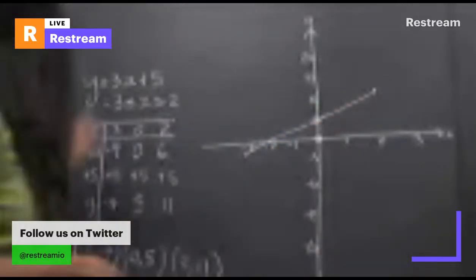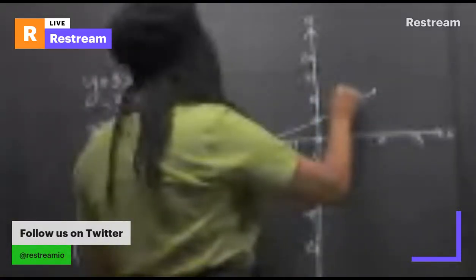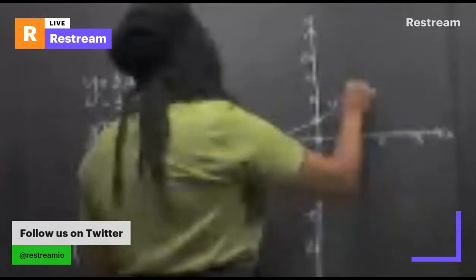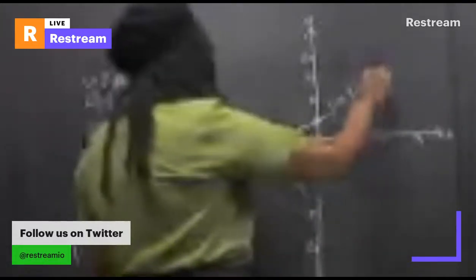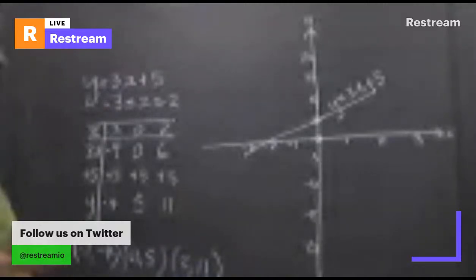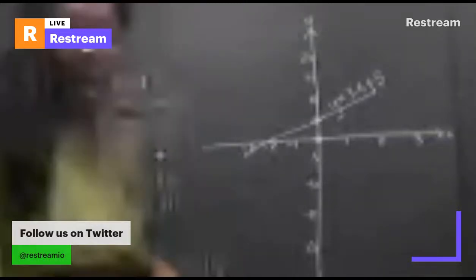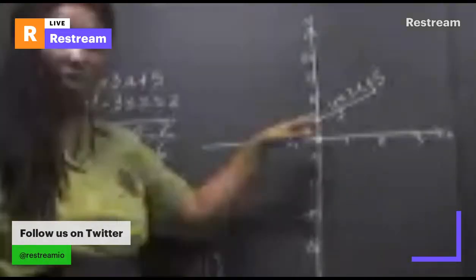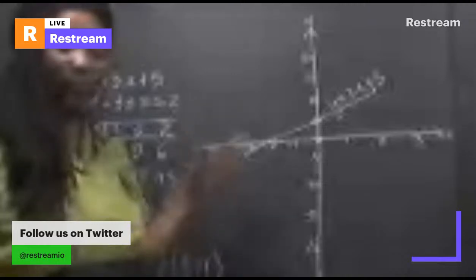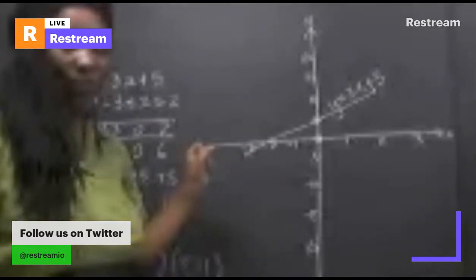So we write y equals 3x plus 5. Y equals 3x plus 5. So let's recap, and then I'm going to plug this equation into GeoGebra, and we're going to see if this is what GeoGebra got as its line.